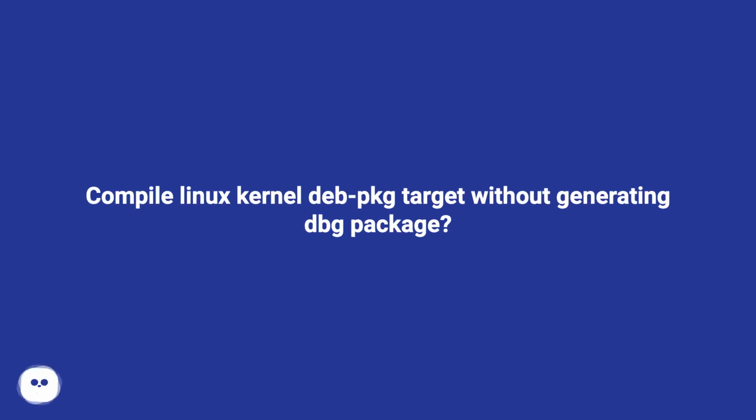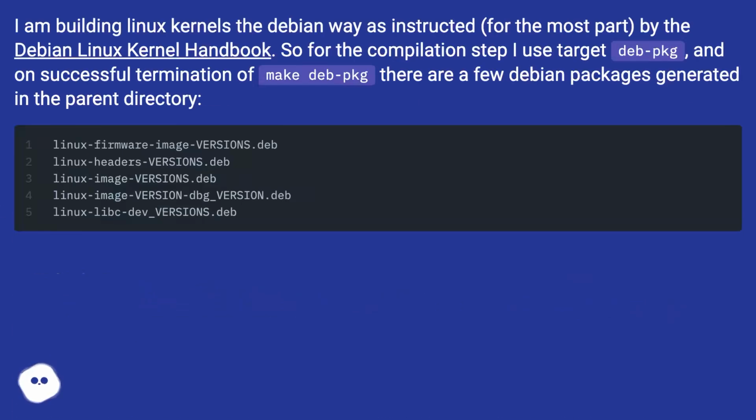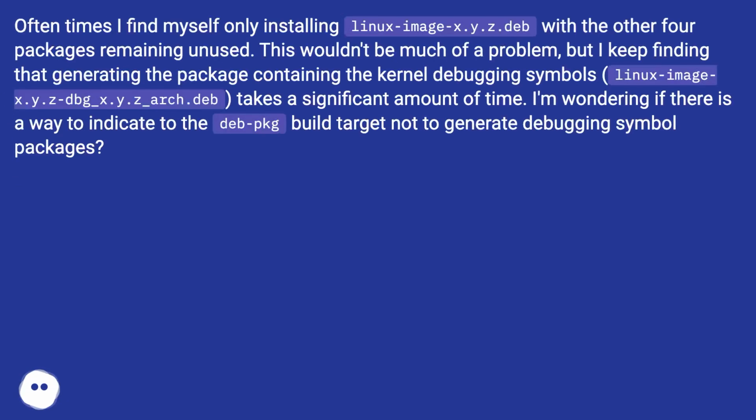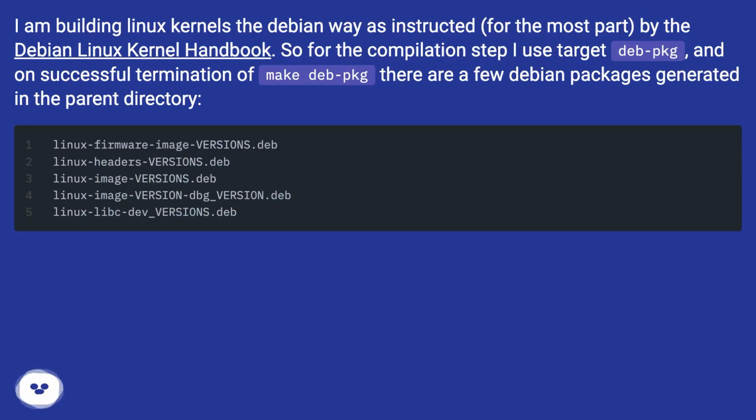Compile Linux kernel deb-pkg target without generating dbg package. I am building Linux kernels the Debian way, as instructed, for the most part, by the Debian Linux kernel handbook. So for the compilation step I use target deb-pkg, and on successful termination of make deb-pkg there are a few Debian packages generated in the parent directory.